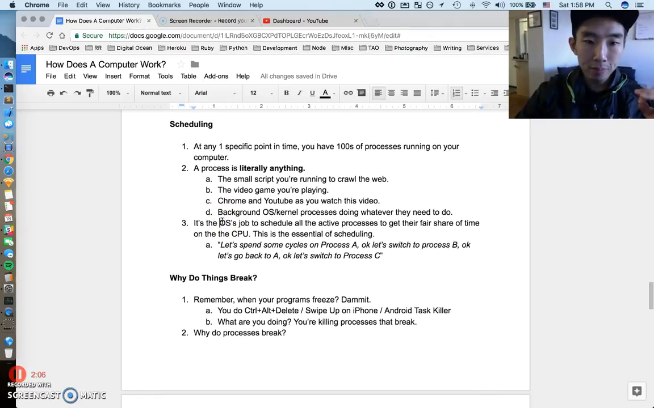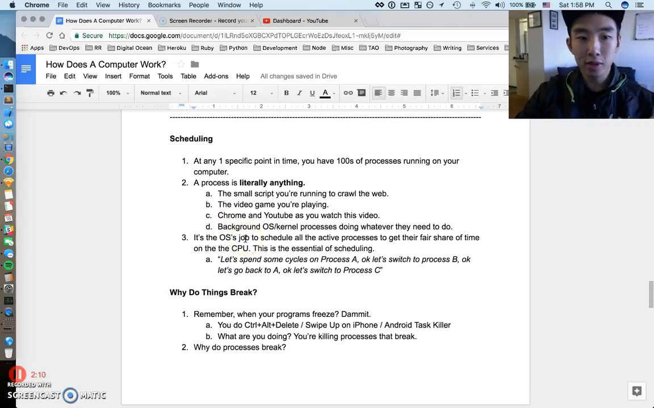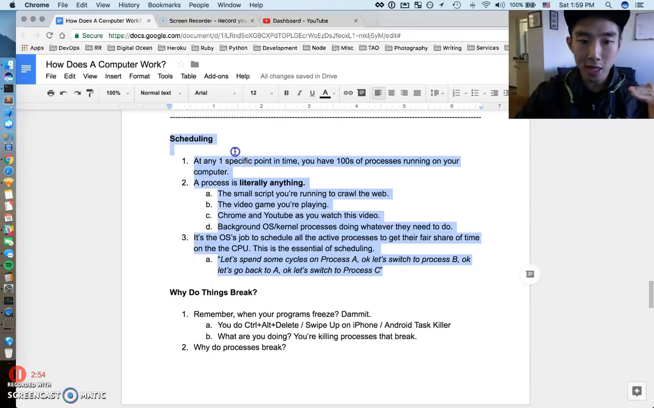So for scheduling, the process needs to get executed, right? To even function, the CPU needs to execute the process, and it's the OS's job to schedule all the active processes to get their fair share of time on the processor. This is the essence of scheduling, and we can't get into the super details of how scheduling works. It gets pretty crazy, but it's like the OS pretty much tells the processor, okay, let's spend some cycles on process A. Okay, let's switch over to process B. We need to spend some cycles over there. Okay, let's go back to process A. Okay, process A is done. Let's switch to process C. So there's tons of scheduling going on by the OS for hundreds of processes running on your computer. That's the main essence of scheduling.